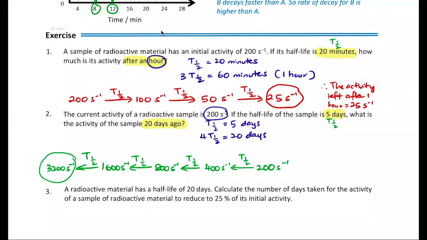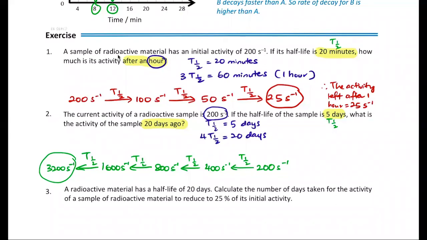All right, can you understand this one? Is anyone having problem for question number 2? You guys can understand? Right.